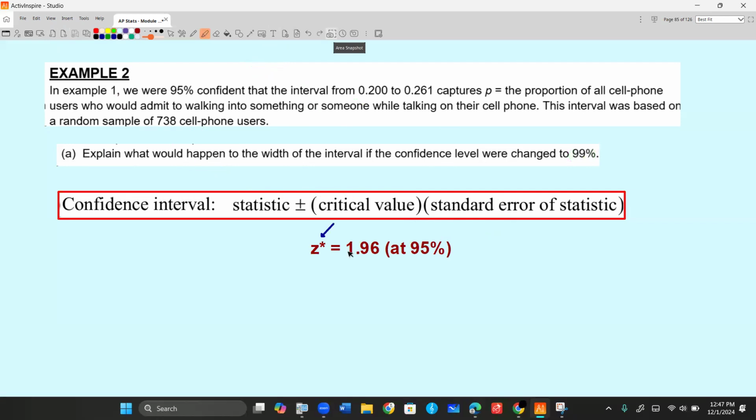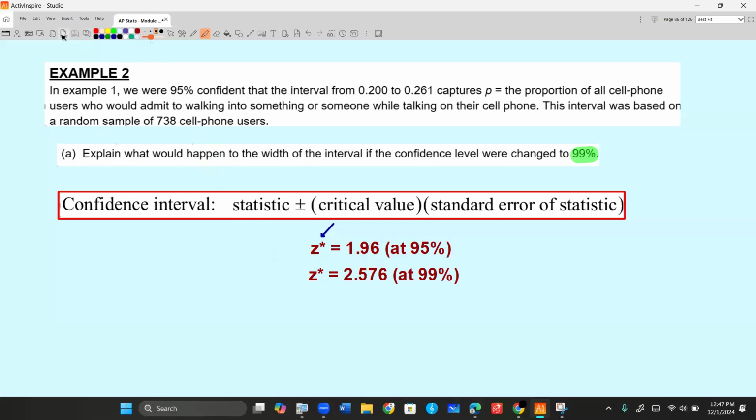Now, that 1.96 came from 95%. So that was our original one. But if we go to 99% and you calculate your Z star, it's going to be a larger number, 2.576. So the higher that critical value is related to the confidence level. That's the only thing that determines your critical value.